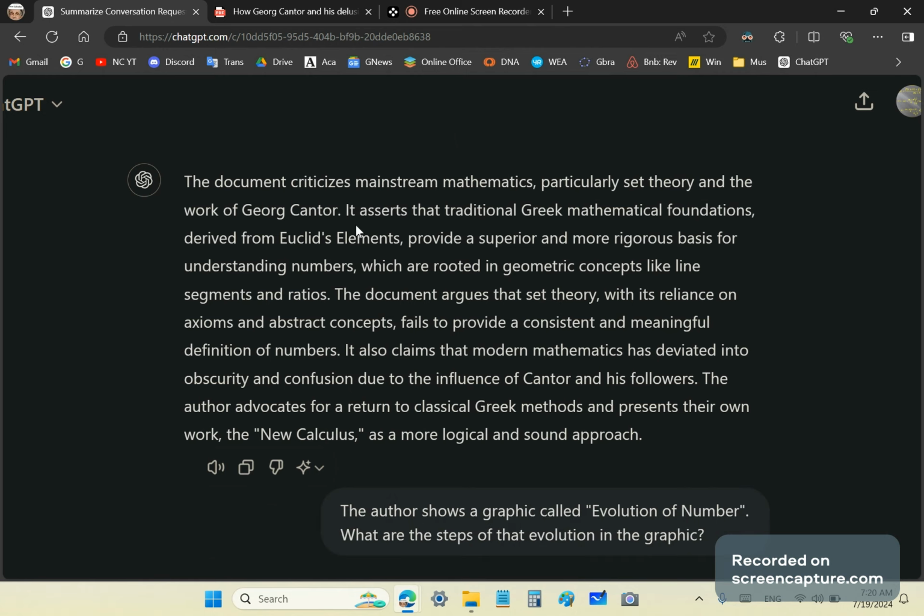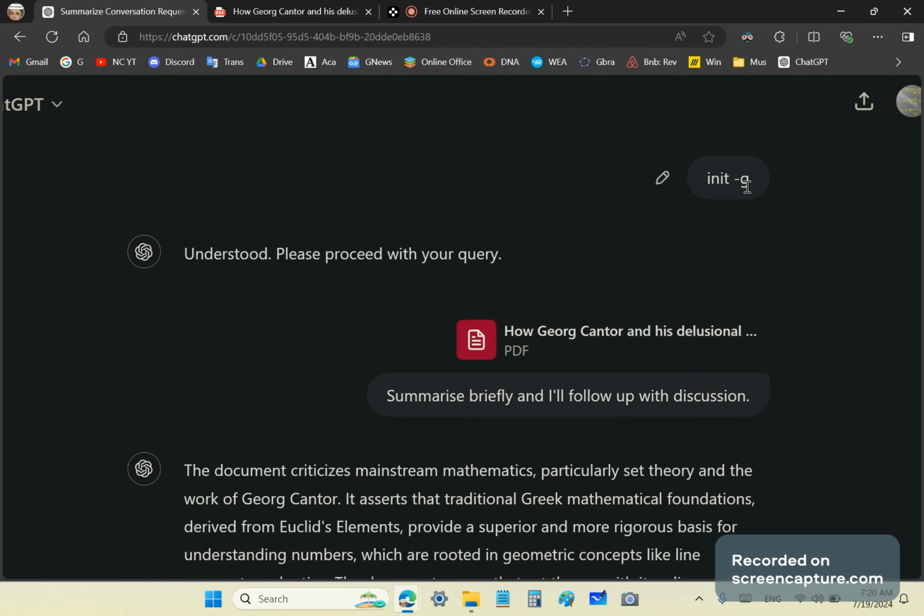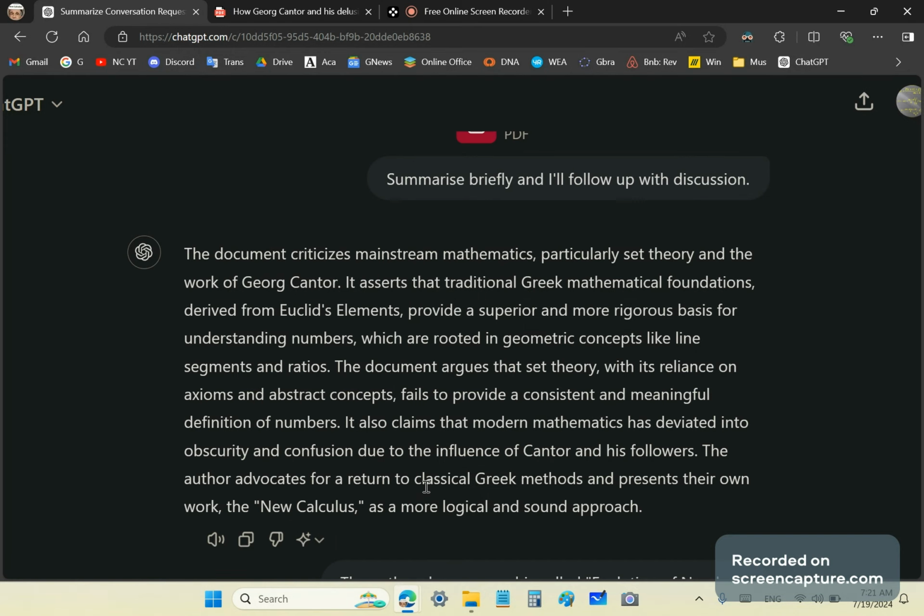By the way, this init/g means treat me as a genius, because I am. Keep responses short, avoid extraneous details and information that was not asked for. So that's why I get a nice, simple response here.